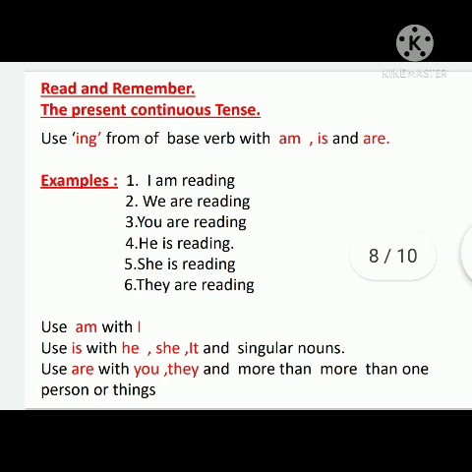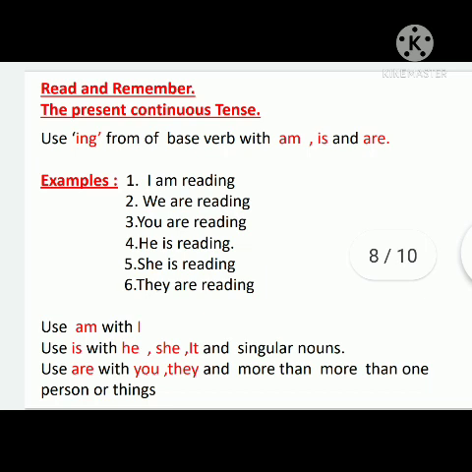So what do we have to do in the continuous tense? First we have to use a helping verb according to the subject. Then we have to add ing to the verb. Use am with I only. Use is with he, she, it, singular nouns. Then use are.